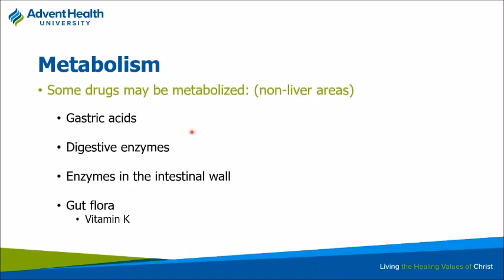Okay. So as I mentioned, there are other places where you can have drug metabolism. The gastric acids can do this as well. When you think about things like insulin, right? Insulin, how do we normally give insulin?